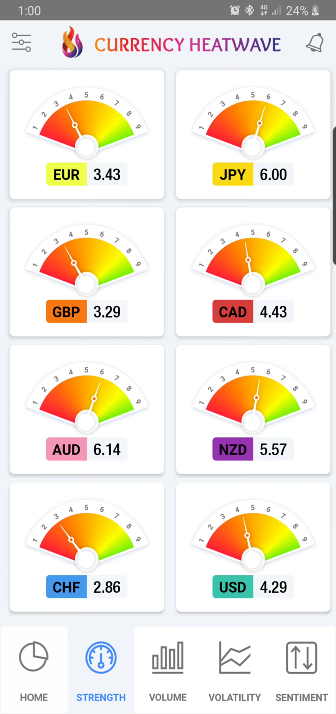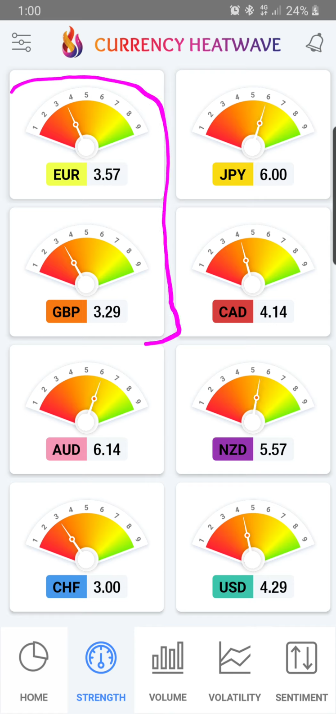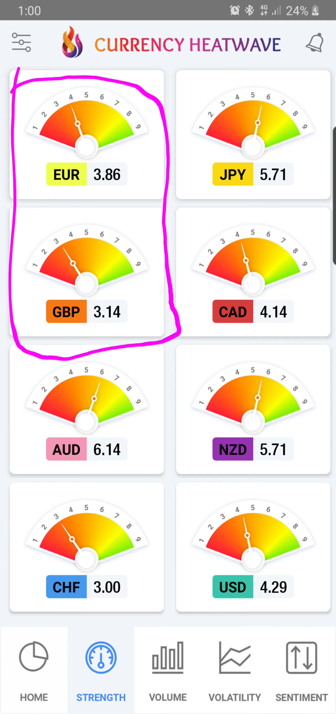Then for ranging markets, I will look towards something that is close. You can see that Euro is 3.57 and GBP is 3.29. If you pair these two together, you are going to get a ranging market. And you know that a ranging market most likely breaks out. So if you are a breakout trader, you should consider trading the pairs that are closer together.